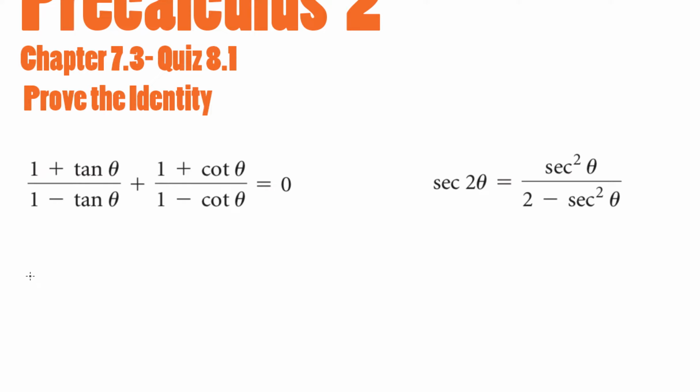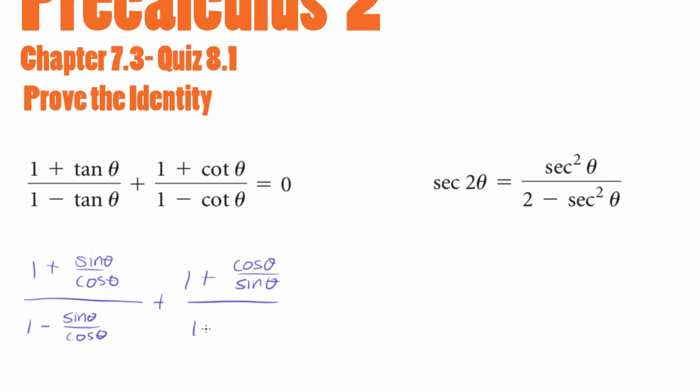So, how would that look? Well, it's going to be 1 plus sine over cosine. That's the first numerator. 1 minus sine over cosine. Okay? Plus, and then 1 plus cosine over sine over 1 minus cosine over sine. Okay?